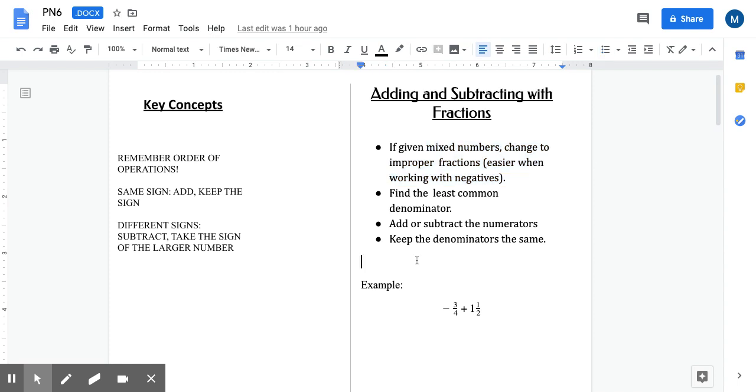So I'm working with power note number 6. If you have your binder, that's great. If you don't, this is the power note that we used in class. The second thing we want to remember is our rules for adding and subtracting with negative and positive integers. And that's over here. So remember, we add if we have the same sign. So a negative plus a negative is a negative. And if we have different signs, we take the sign of the larger number, we subtract.